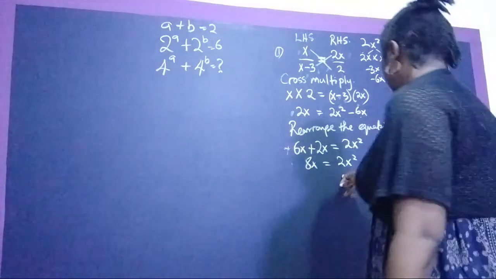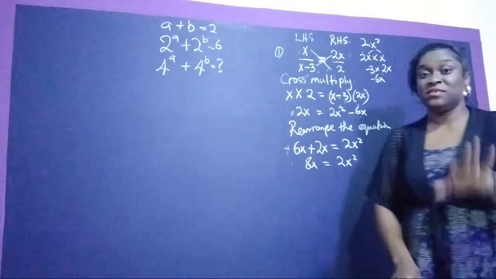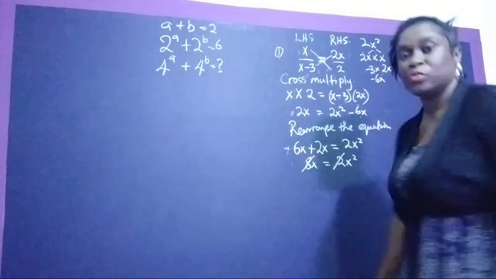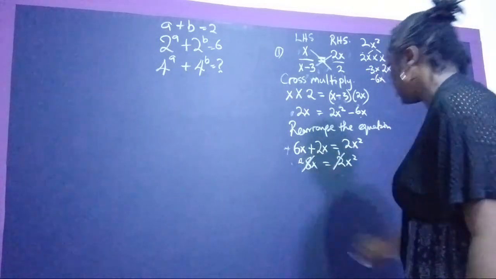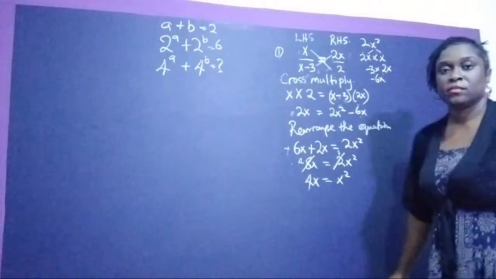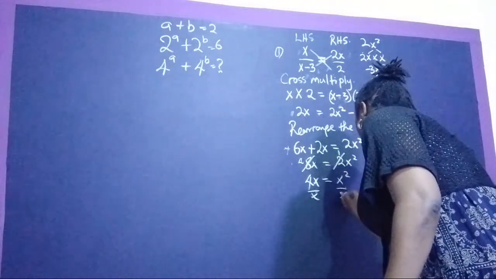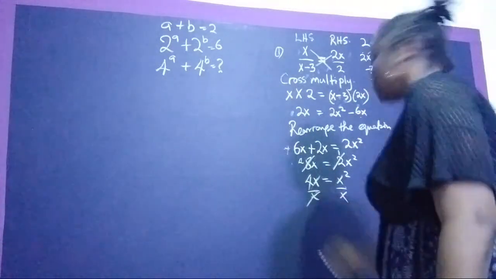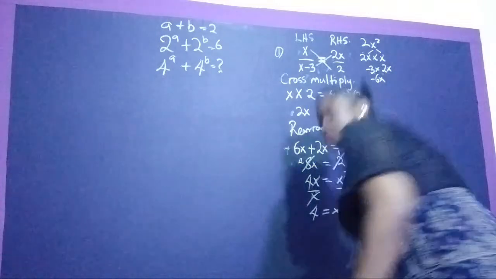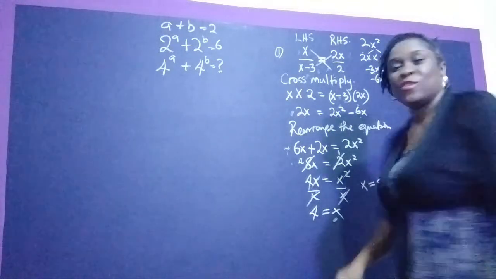Now we have something that can easily be simplified. I like to do things the easy way, so let's not complicate ourselves. We'll divide both sides by 2, which gives us 1 here and 4 here. So we have 4x equal to x squared. Divide both sides by x. This will cancel this out, leaving us with 4 equal to x. So our final answer is x equal to 4.